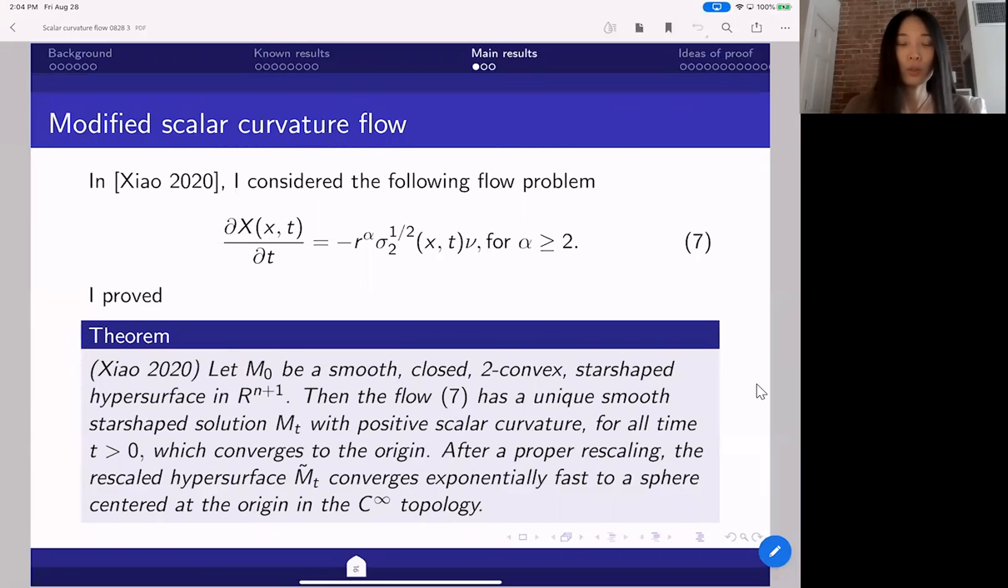Okay, let's continue with the second part of this talk. The second part is more technical.